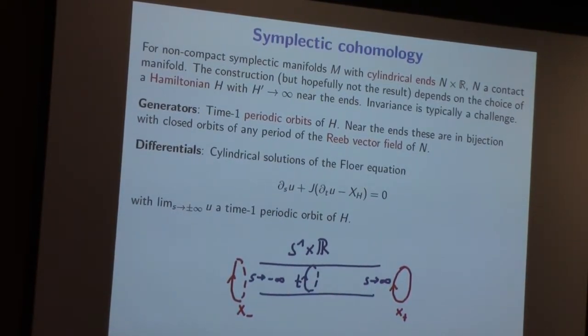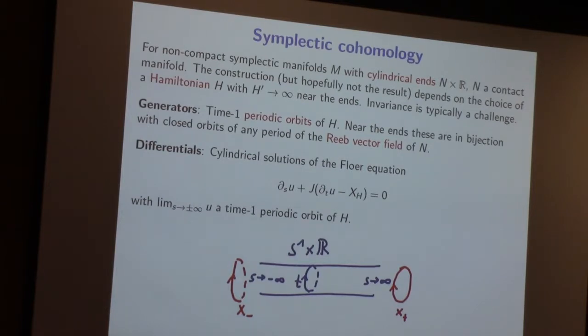That's a theory, a cohomology theory, some kind of Floer theory for symplectic manifolds with cylindrical ends, where the cylindrical end looks like a product of a contact manifold N with R. And then the construction depends on the choice of a Hamiltonian with slope going to infinity, with gradient going to infinity near the ends. Hopefully, the construction depends, but hopefully not the result.